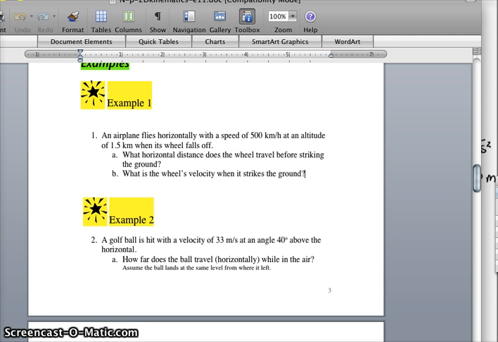All right, so here it is. This is example 1. This is what we'll be looking at. And we have an airplane. It's flying horizontally. It's got a certain speed, and it's at a certain altitude of 1.5 kilometers. And a wheel falls off. So this is a terrible occurrence. Wheels on planes are extremely heavy, so you wouldn't certainly want to be underneath this thing. But we want to know, first of all, what horizontal distance does this wheel travel before striking the ground? And second of all, what is the wheel's velocity when it strikes the ground?